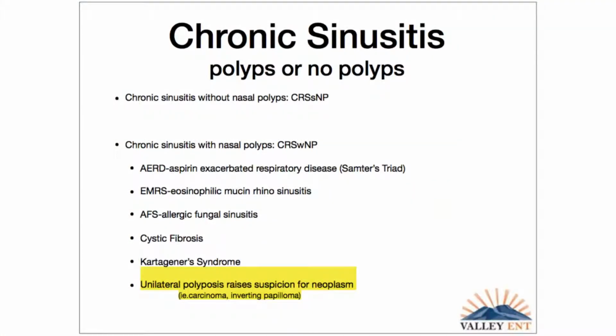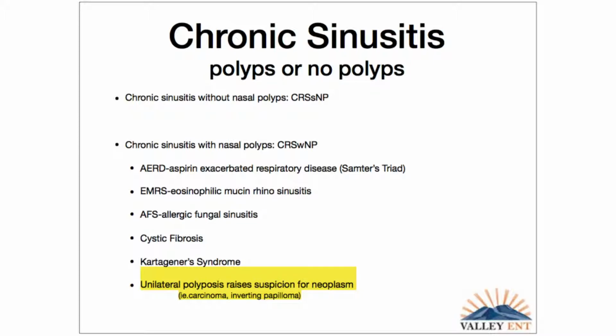There are lots of different types of chronic sinusitis. I could talk for 5 hours about the different types of chronic sinusitis and subtyping and everything, but basically the big division is with or without polyps. There's chronic sinusitis without polyps, there's chronic sinusitis with polyps. And with polyps, lots of different types.